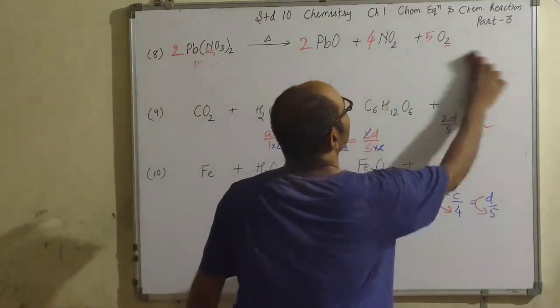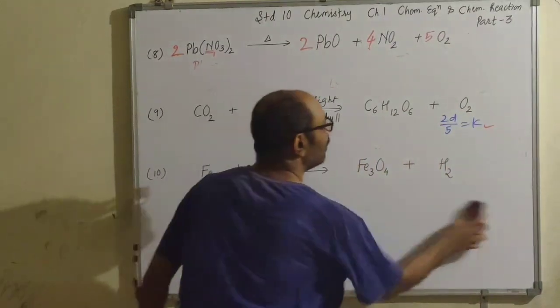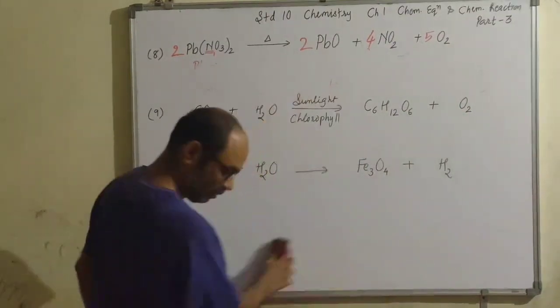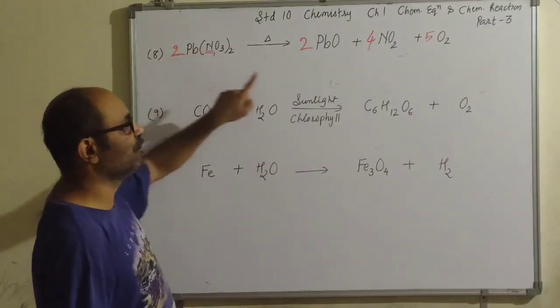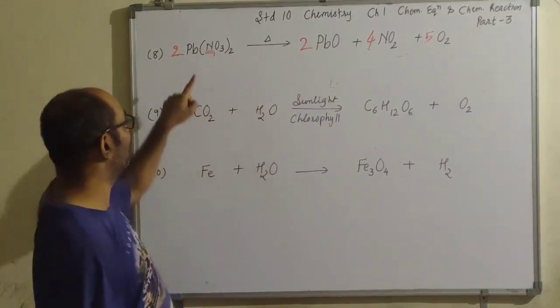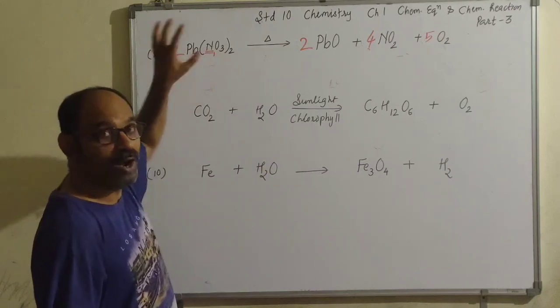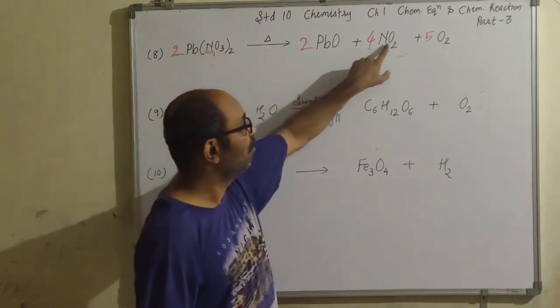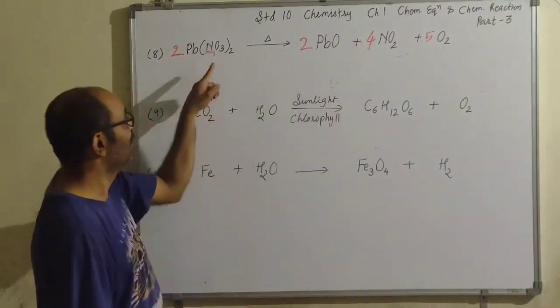If you want, we'll just check. Let's check. Pb. 1 2s are 2. Yes, 1 2s are 2. 2 atoms of lead on both sides. Nitrogen. 1 2s are 2. 2 2s are 4. 4 atoms of nitrogen on left hand side. 1 4s are 4. 4 atoms of nitrogen on right hand side.